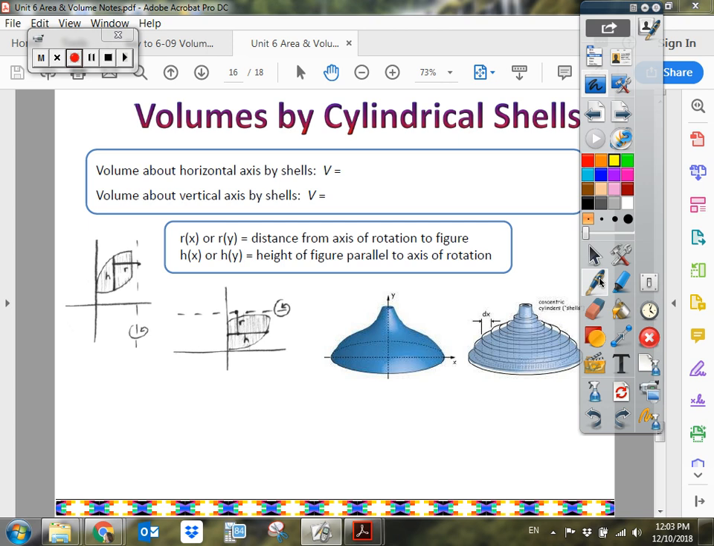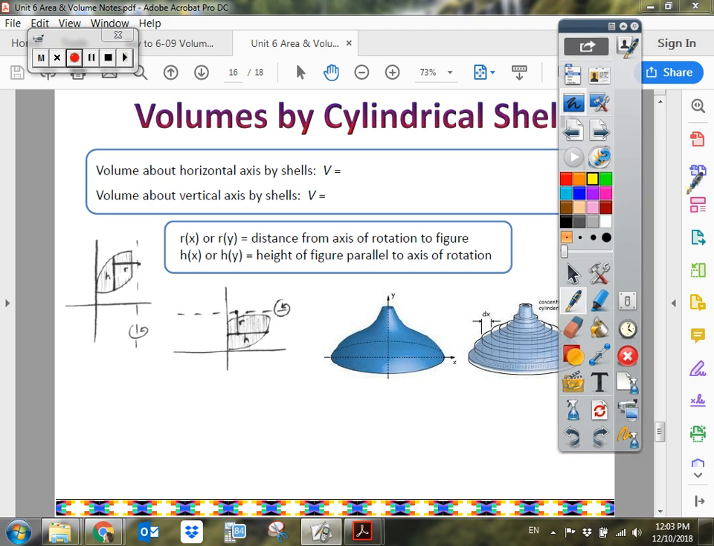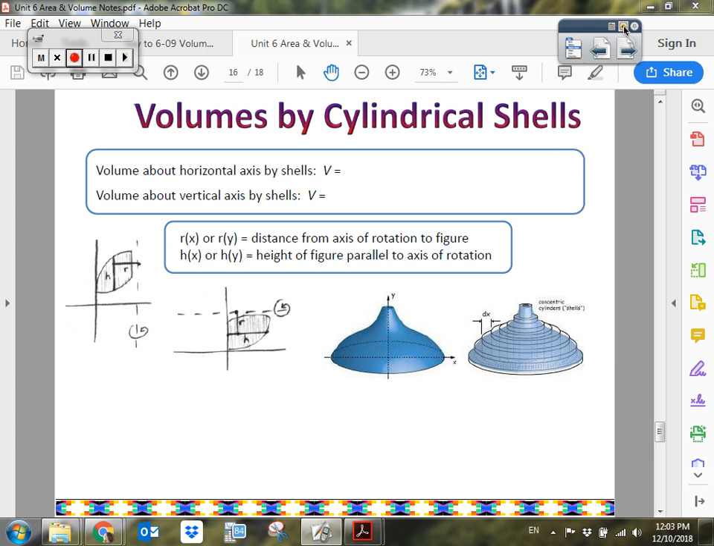When we are working with discs and washers, we really don't get to choose which variable we're going to be using, right? If we're rotating around a horizontal axis, we have to use x's. We don't get to pick. If we're rotating around a vertical axis, we have to use y's. We do not get to choose.